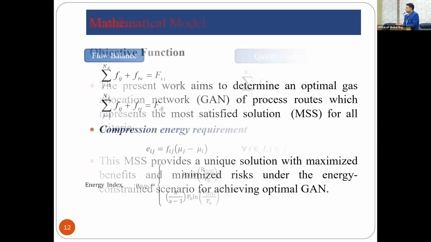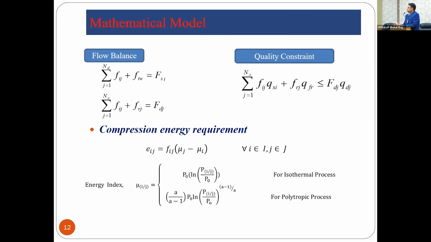So these are the equations. This is the flow balance. Obviously, whatever we have in source, we have to satisfy the demand. The second equation is the quality balance: if there is some quality we have to maintain in demand, this is the quality balance. And these are the compression energy requirements, for isothermal and for polytropic, written in terms of an energy index.